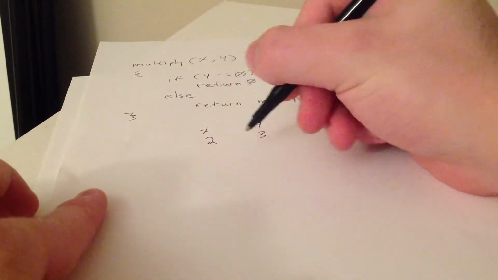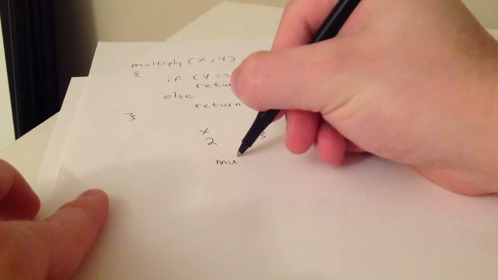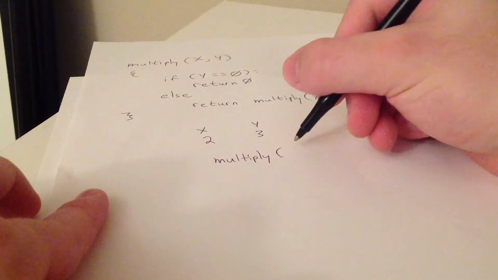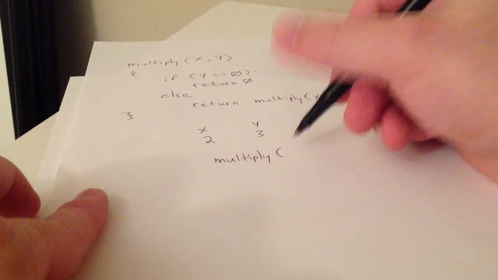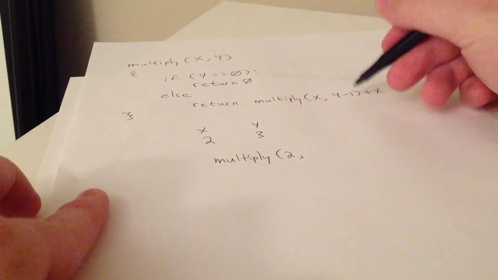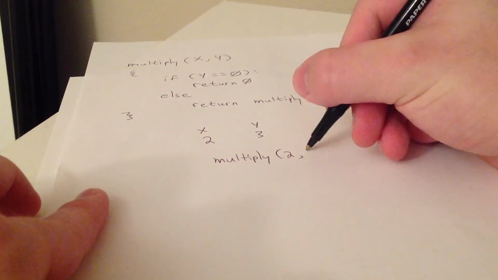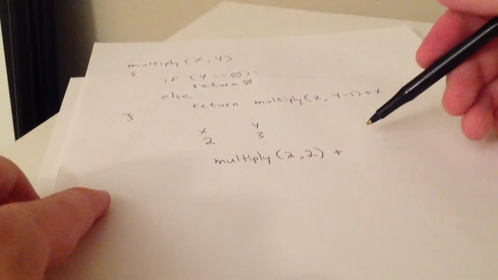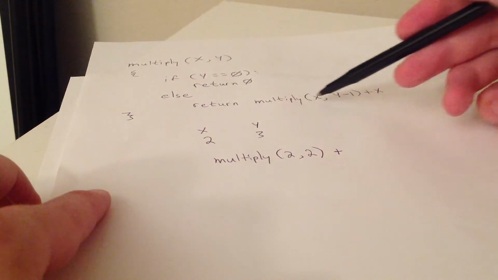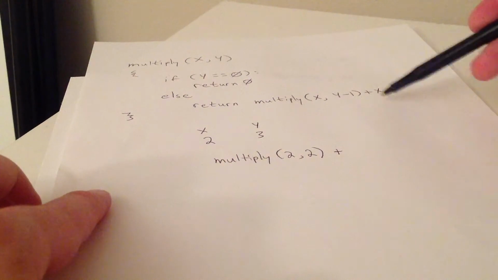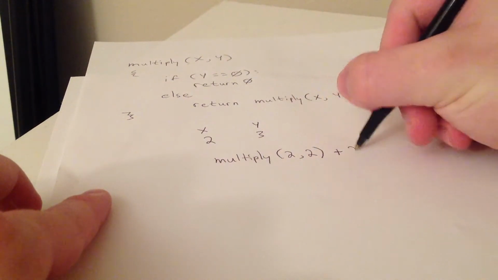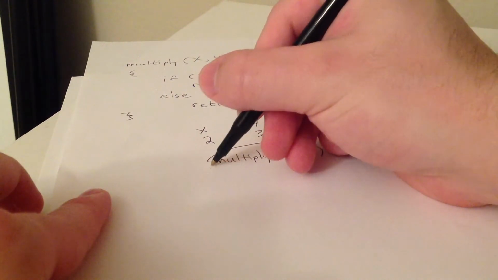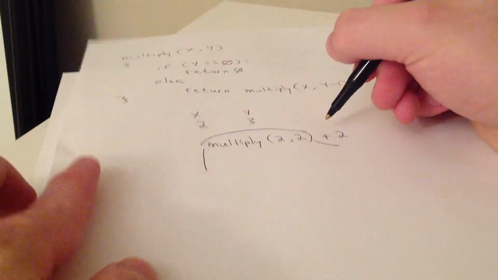a new instance of multiply. We're going to pass it the values of x, which is 2, and y minus 1, which is 3 minus 1, is 2, plus, remember we're right here where we're returning multiply x, y minus 1, plus x. X here is 2. So there we go. So now we have to take this and reevaluate it first. So what happens when we do that?